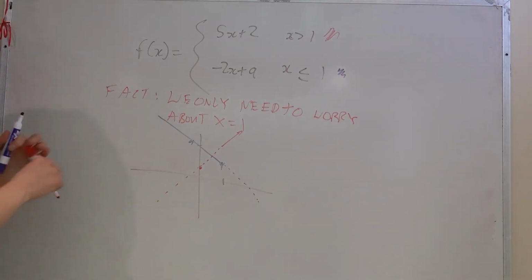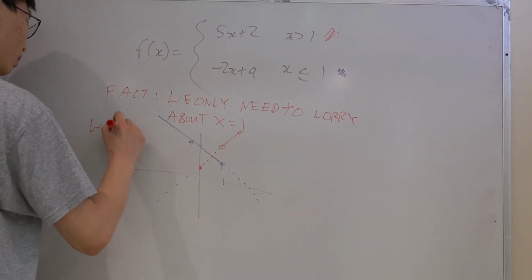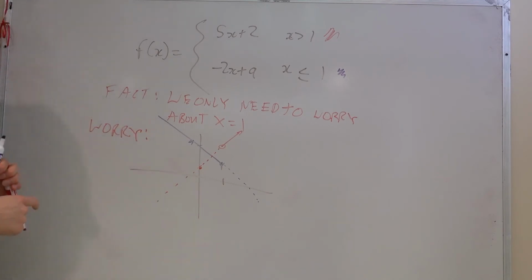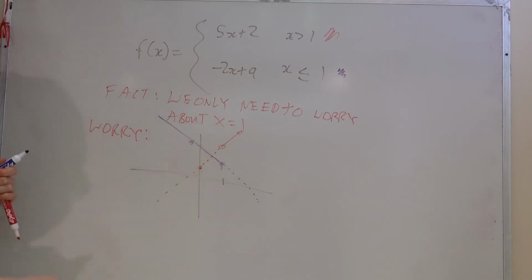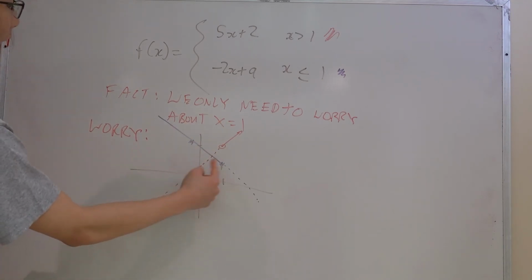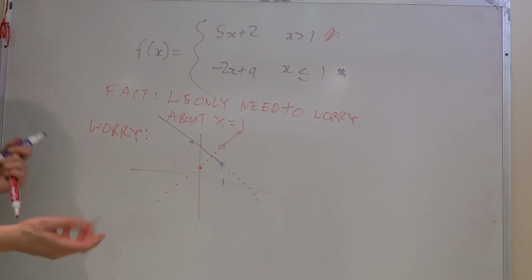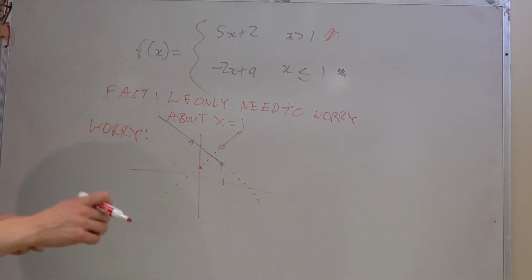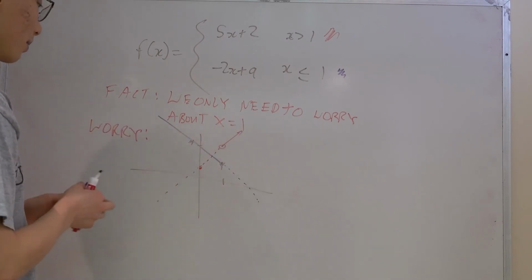So this is our worry: that this function jumps at x equals 1. However, we know for sure that everything before 1 is fine, and everything after 1 is also fine. So again, x equals 1 is the only part that we need to worry about. How can we determine whether this function is continuous at x equals 1? All we have to do is take the limit of this function from both sides.